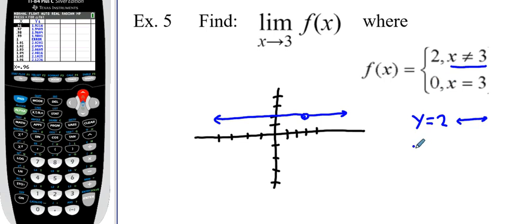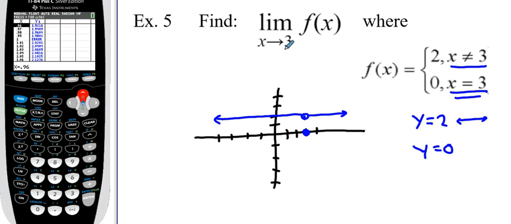Now this is saying y equals 0. But y equals 0 only at one point. y equals 0 only when x equals 3. So when x equals 3, y equals 0. That's just this one point here. So this is kind of a weird graph. For every other value of x, y equals 2.